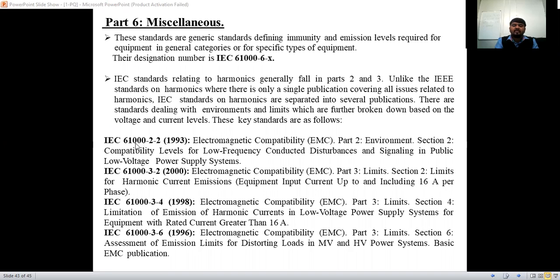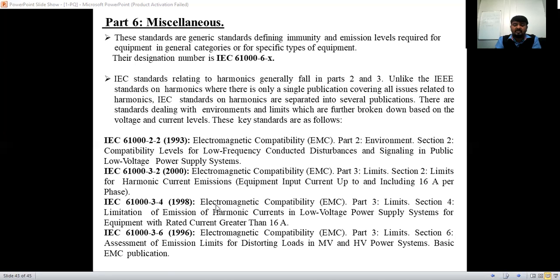See here, 61000-2-2. This is the second part, which is environment. Then they have mentioned the year in which the guidelines were given for these standards: 1993, 2000, 1998, 1996. The second part indicates environment. Part 3 is limits, part 2 is environment.